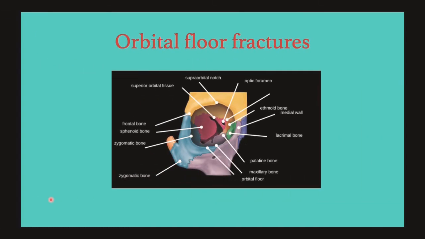Orbital floor fractures. The orbit consists of 7 bones. The outer frame of the orbit is the orbital rim. Inferiorly, it is composed of the zygoma laterally and maxilla medially. Superiorly, it is composed of the frontal bone.